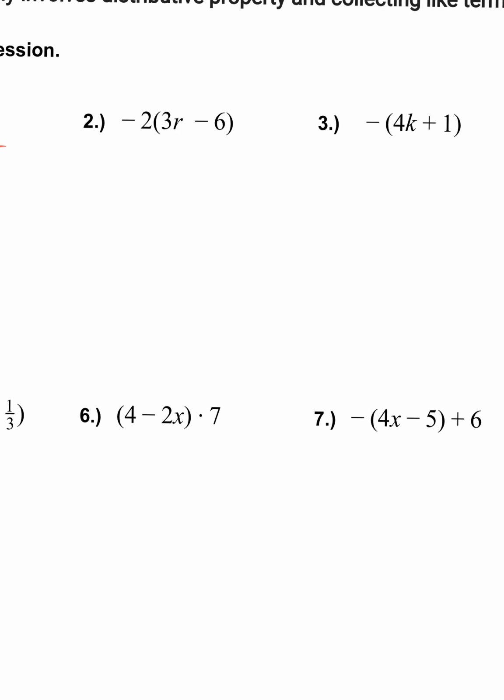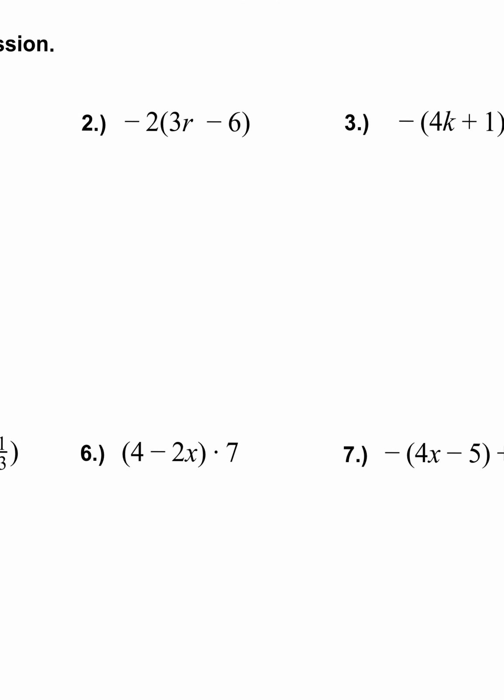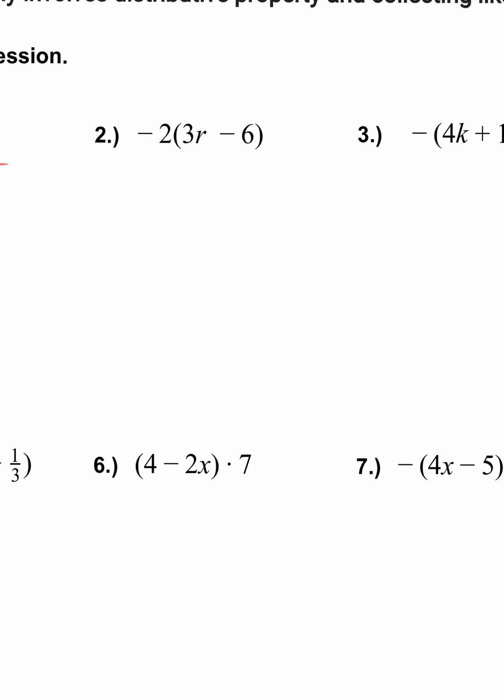Sliding over here to example number 2. Example 2 says negative 2 times the quantity of 3r minus 6. Anytime you see the phrase the quantity, that's where those parentheses come in. It means we are multiplying this entire expression in the parentheses times negative 2. Okay, so let's go ahead and distribute that negative 2 through to both terms here. So we are going to multiply negative 2 times 3r. So when we do that, we're just going to multiply the coefficients. Negative 2 times 3 is negative 6. And we're going to bring our r down there.